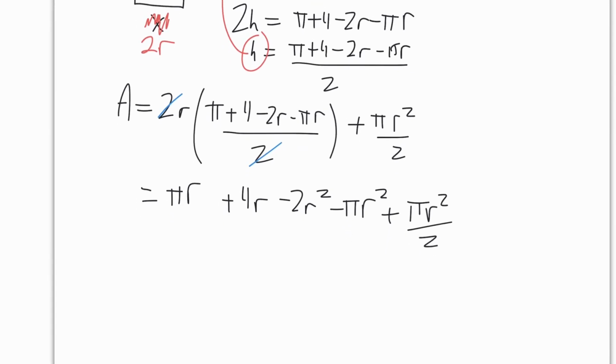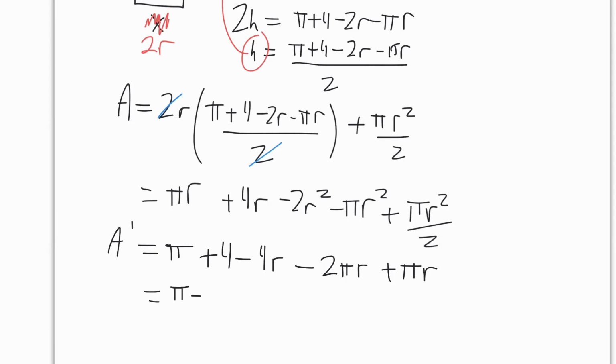Let's go ahead and do the derivative. A prime. So the derivative of pi r, well, this is tricky. We're doing the derivative with respect to r, so that's going to be pi times 1, so just pi. 4r will be 4, minus 4r, minus 2 pi r, and then plus pi r, because the 2 will cancel with the 2 on the bottom. All right, time for some more simplification. So we get pi plus 4 minus 4r minus just a pi r, if we clean that up.